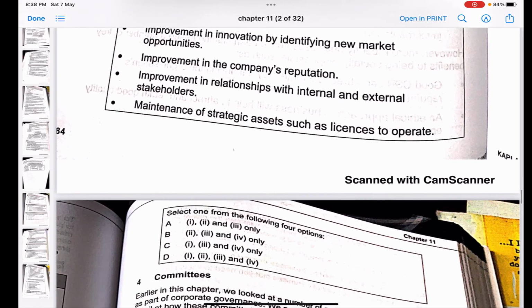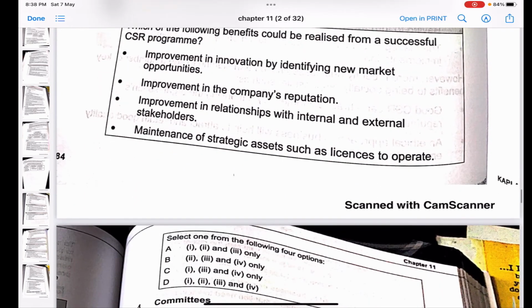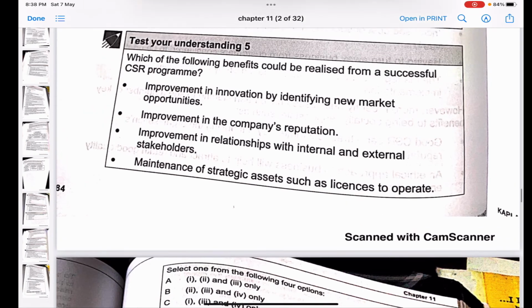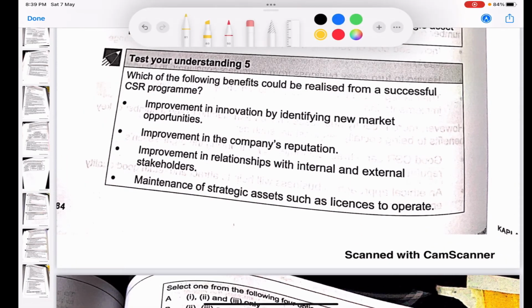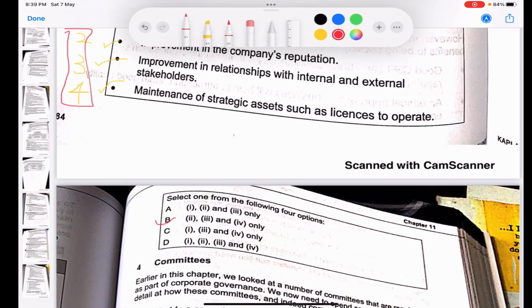So that would be A. But that is not the answer. Why? Because the answer, wait. I said that improvement in the company's reputation is the answer. Improvement in relationship and maintenance of strategic assets. Okay, this is 1, this is 2, this is 3 and this is 4. It's not mentioned. Our answers were 2, 3 and 4. So which one is that? B is the 2, 3 and 4.